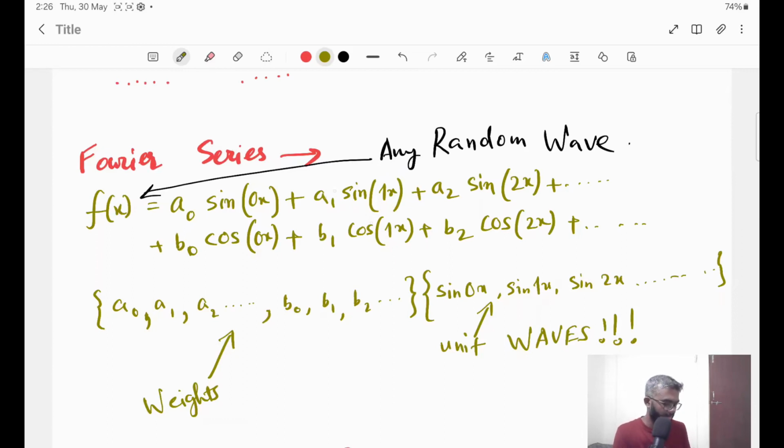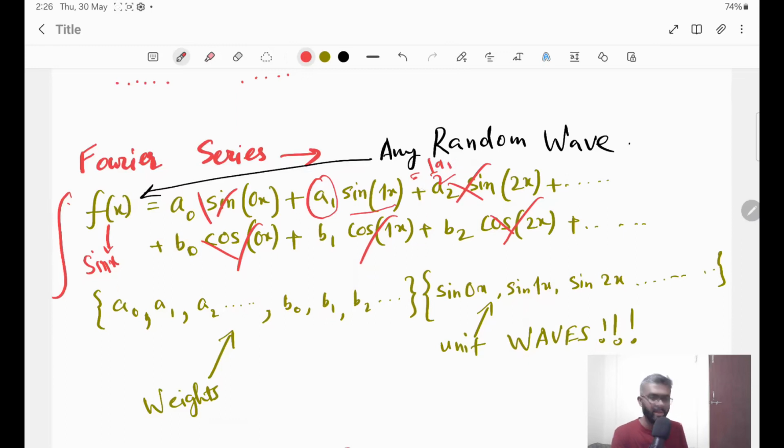For example, if I want to find out the coefficient of this term, a1, all I need to do is first multiply f(x) with sin x, because the corresponding wave for a1 is sin x itself, and integrate that. What it will do is make all the other terms 0, all the other terms will disappear. The only term that remains is this one, whose value is going to be half of a1, and this way we can find the value of a1. This is the beauty of it.